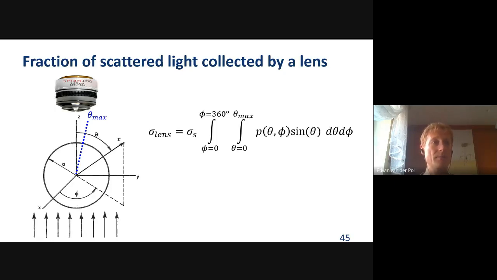I will use my laser pointer. Hopefully you see the laser pointer now. So there is a theta. Theta runs from the positive Z to the Y-axis, and then to the negative Z and the negative Y, etc.